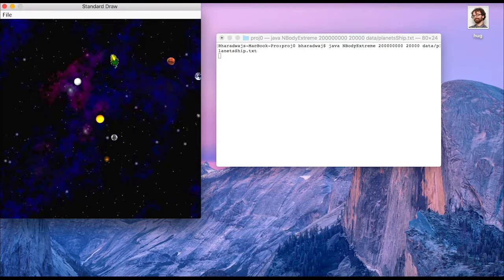Alright, with two ships, both represented as acorns, things are even crazier than before. One of the ships is moved around by the WASD keys, and the other one is moved around by the directional arrow keys. This was still implemented by STD Draw.